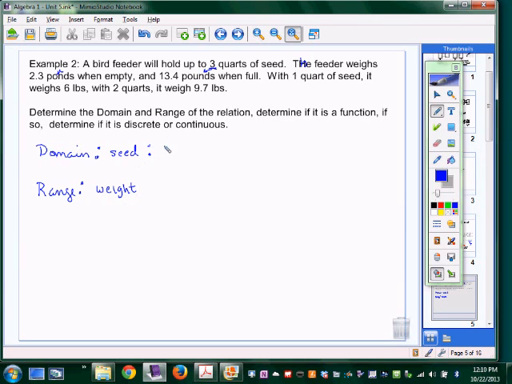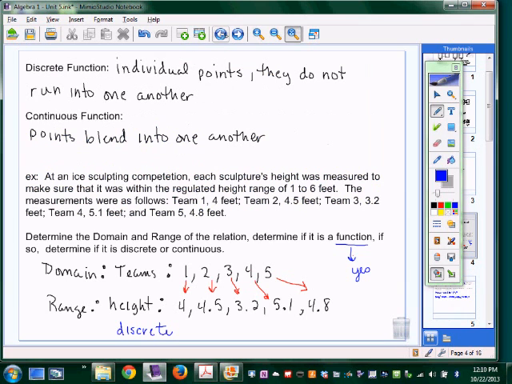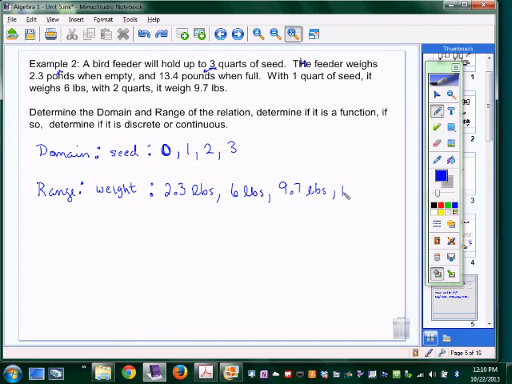So we have 0 quarts, 1 quart, 2 quarts, and 3 quarts, because 0 is empty, right? And then when it's empty, it's 2.3 pounds. When it has 1 quart of seed, it's 6 pounds. 2 quarts is 9.7 pounds. And 3 quarts is 13.4 pounds. Okay, so is it a function? Yes. Okay, so yes, it's a function.